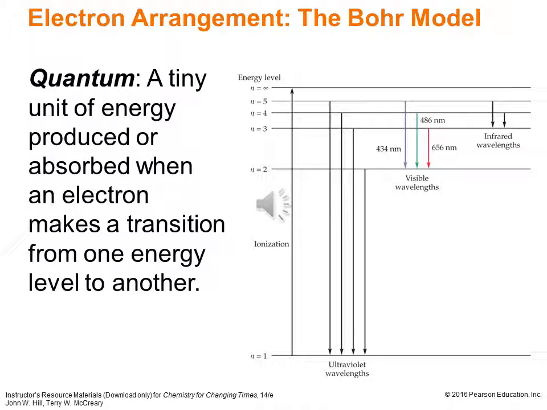All right, so back to Bohr's atom, and I used the idea of a quantum, a quantized amount, when I talked about discrete matter. A quantum is a tiny unit of energy produced or absorbed when an electron makes a transition from one energy level to another. So if we look here for the hydrogen atom, you have multiple possible levels. n equals 1 would be the ground state. That's the place we'd expect the electrons to be in a non-energized hydrogen atom.